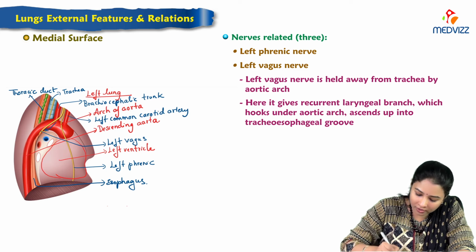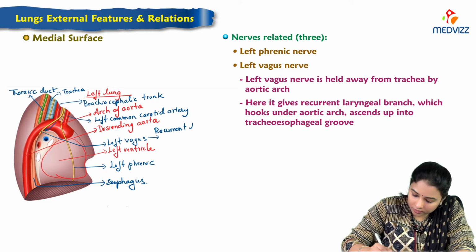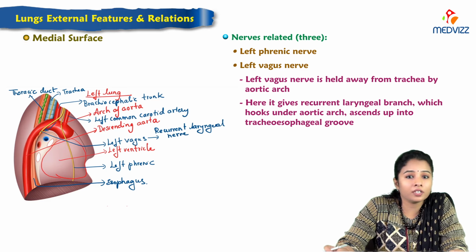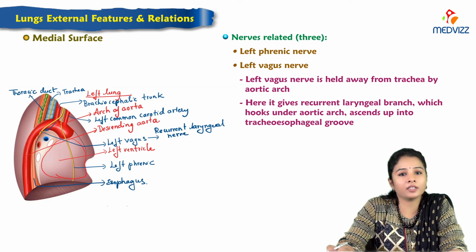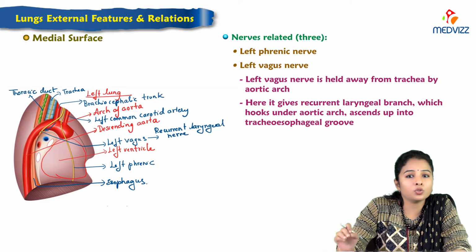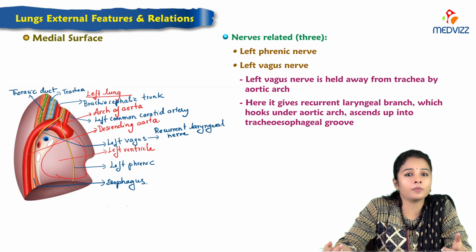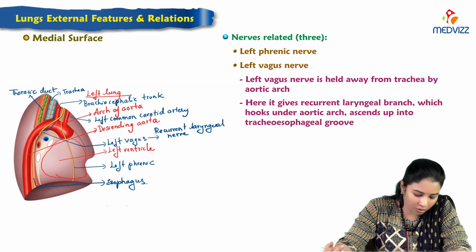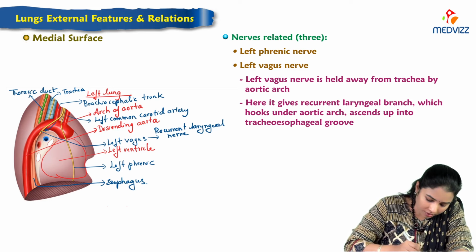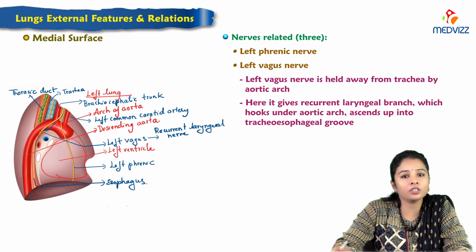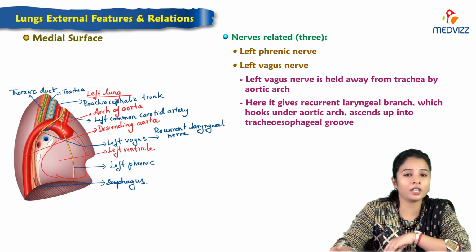So the left vagus gives rise to the recurrent laryngeal nerve. The left recurrent laryngeal nerve is given off by the left vagus here, and it hooks round under the aortic arch, and ascends up into the tracheoesophageal groove. So it hooks round and then ascends up into the tracheoesophageal groove. That is about the left recurrent laryngeal nerve.